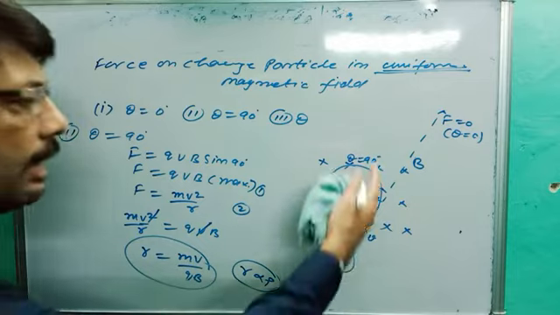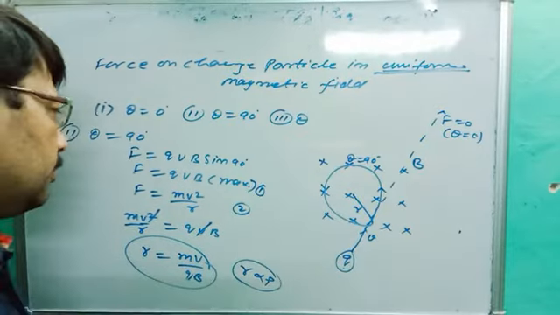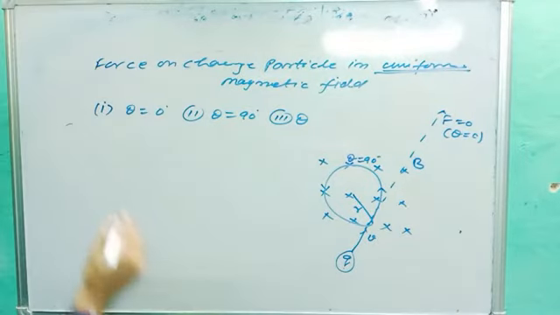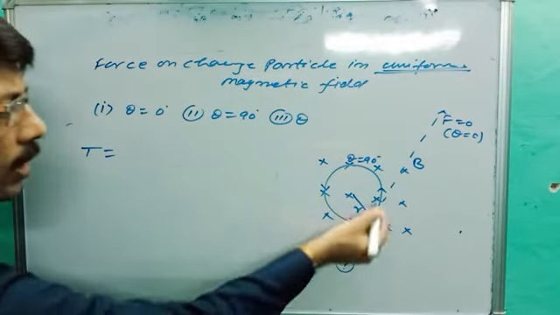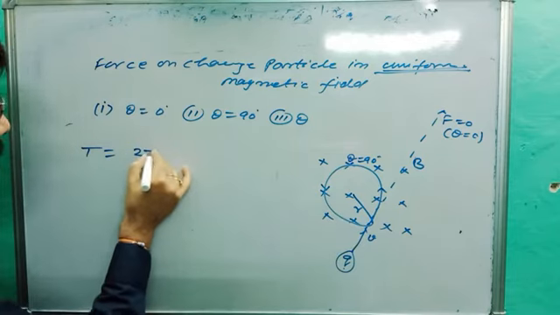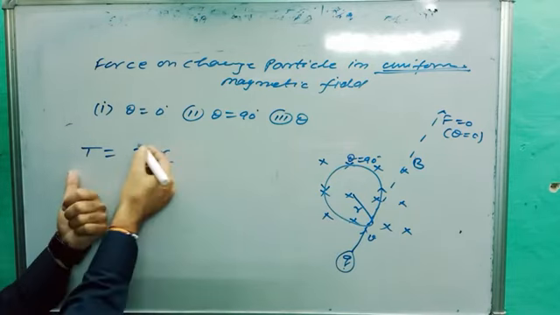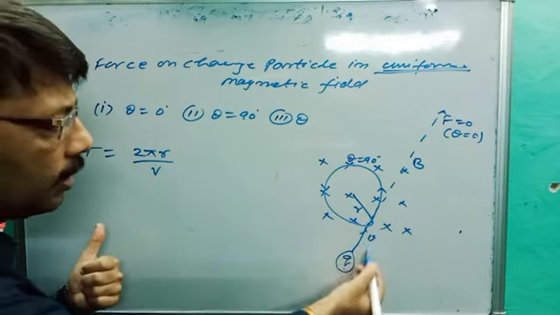This is the radius of the charged particle. Second, what about the time period? Second important point, time period. Time is equal to distance upon velocity. What is the total distance? 2 pi r. Are you getting the point? Time is equal to distance upon velocity. Distance is 2 pi r and velocity is v.